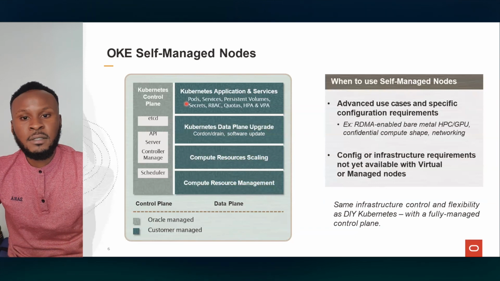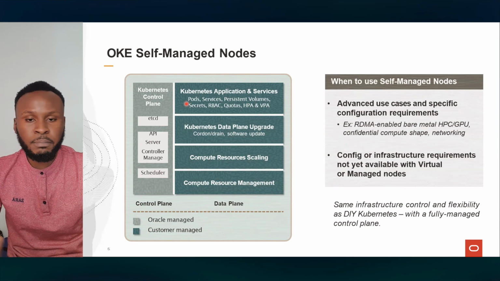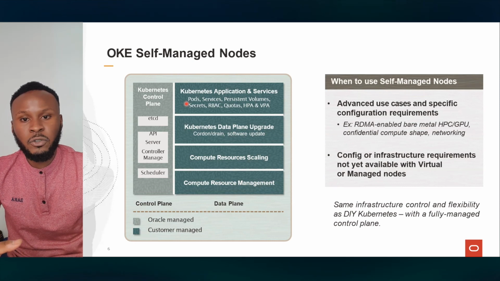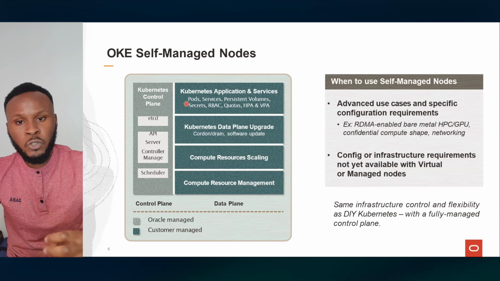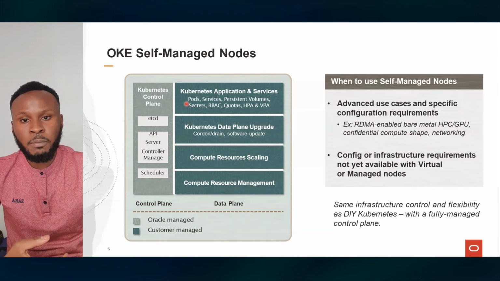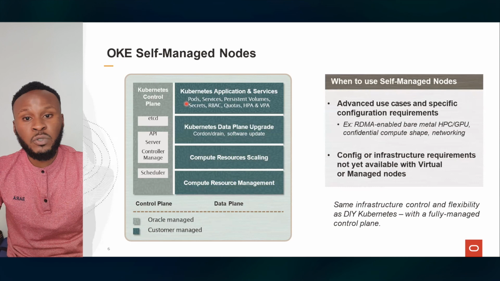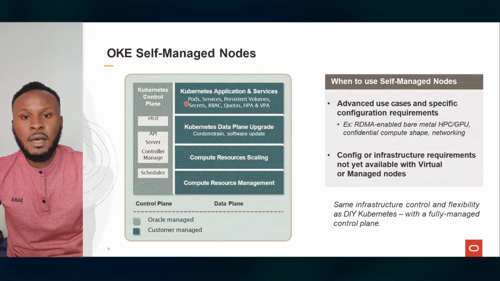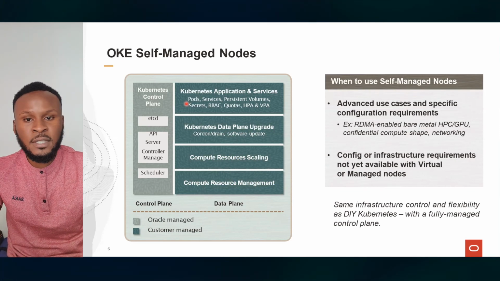So what it means is that, for example, if you want to use our RDMA feature, part of our HPC offering, you've created an HPC cluster that uses the RDMA network, and you would like to utilize this infrastructure within your OKE service, you can bring those compute nodes into an existing OKE cluster. So it's suitable in a situation where you want to do advanced configuration, or maybe you want to use a shape that we still don't support within our managed node service or our virtual node service.